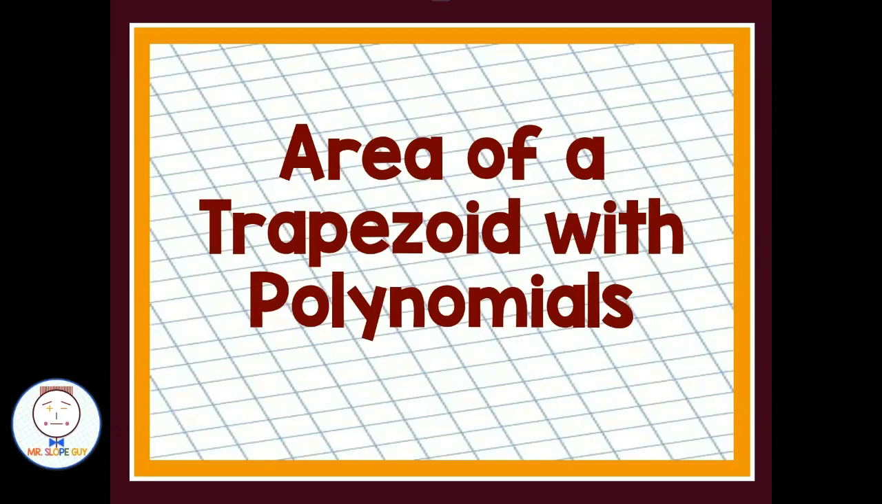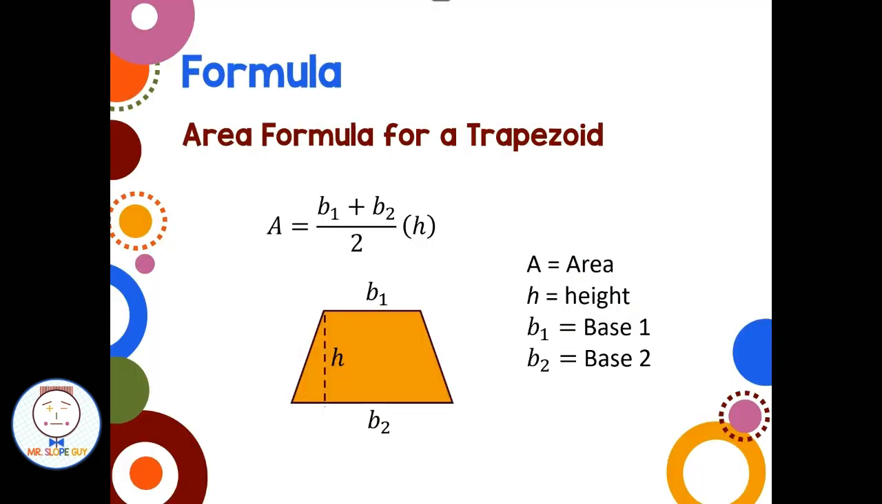Area of a trapezoid with polynomials. So we find the area of a trapezoid using the formula A equals base 1 plus base 2 divided by 2 times the height. Sometimes you'll see that with a and b for your two bases, but in this case we're using subscript b1 for base 1 and subscript b2 for base 2. Your two bases are your two parallel lines, and your height is your distance between those two parallel lines.